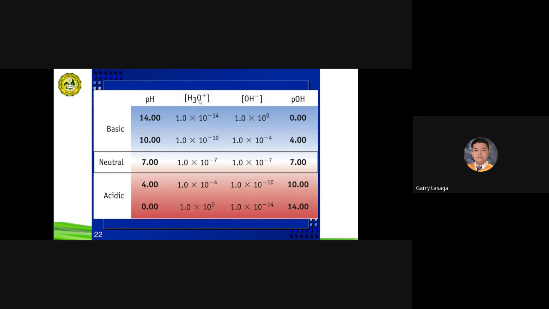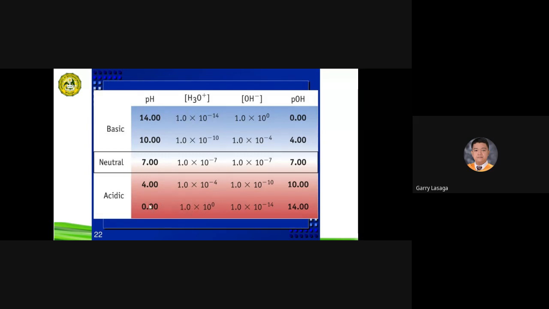And this is the concentration of the H plus or the hydronium ion and the hydroxide ion. And this refers to the pOH. So for example, at an acidic pH of 0, this is the concentration of our acid. At a pH of 7, which is the neutral pH, this is the concentration of our hydronium ion or our H plus. So 10 to the negative 7. When basic naman, 14, this is the concentration of our hydronium ion.